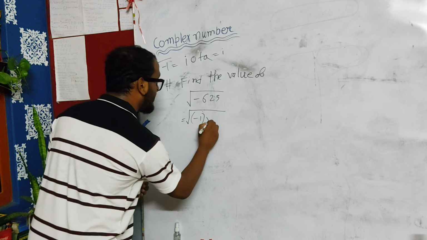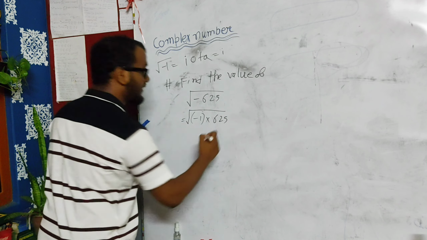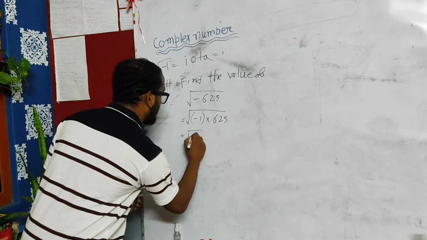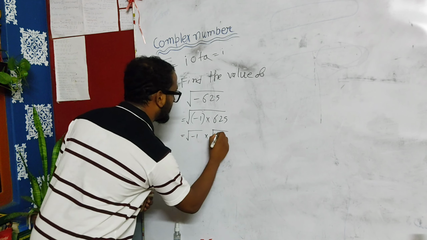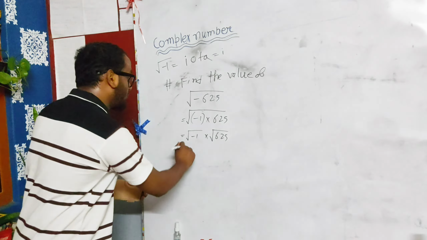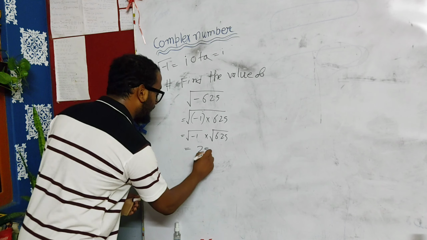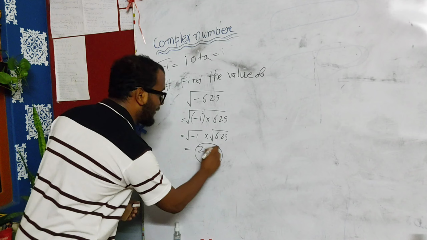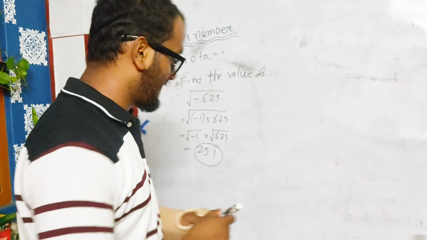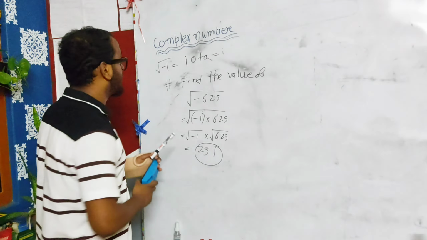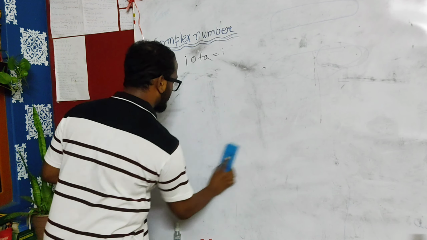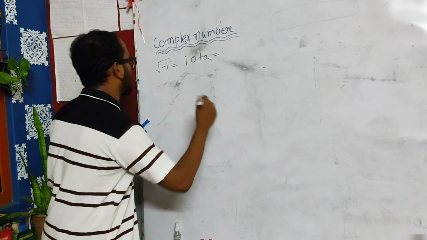Minus 1 into 625. Understood? Now, minus 1 into root over 625. We know square root of this one is 25 and this one is iota. That means 25 iota. This is the answer. Are you getting my point? Now if you go and check your book, you are going to find many such problems. I am first showing you another type of problem.